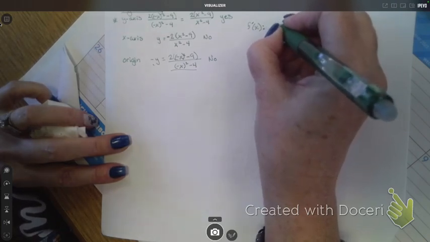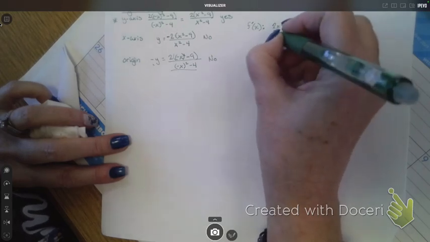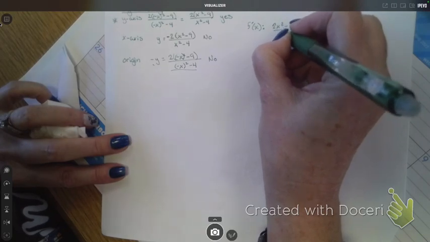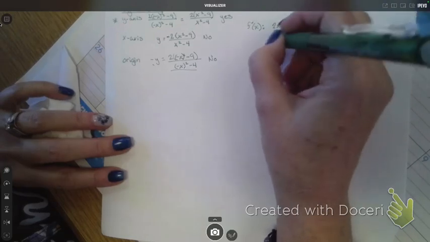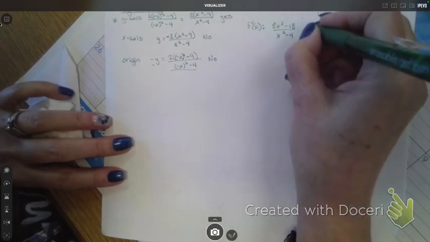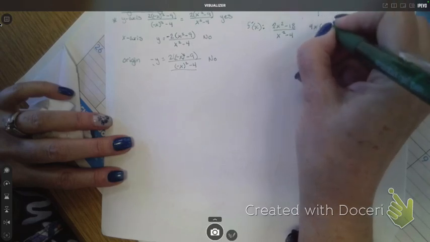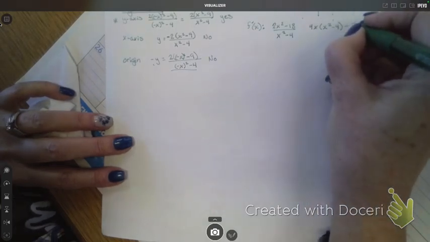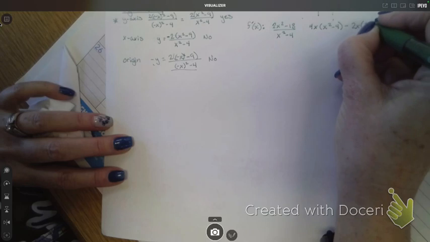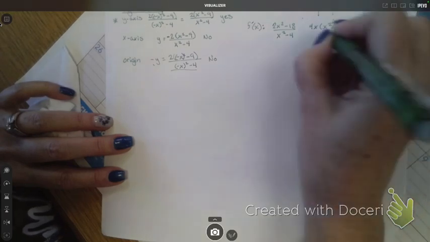I'm rewriting this as 2x squared minus 18. You guys good with that? Oh, yeah. I probably just made it worse on myself, but.